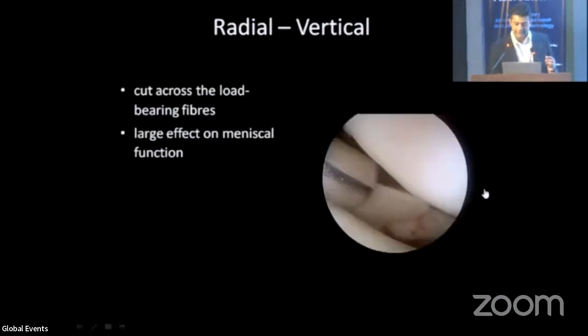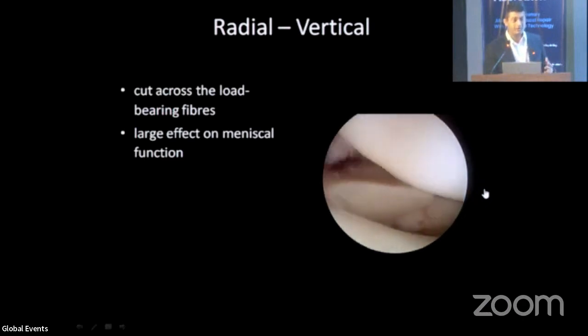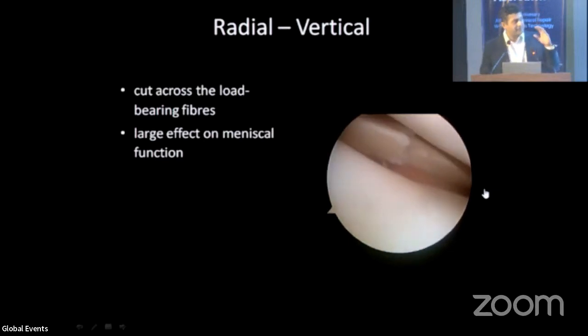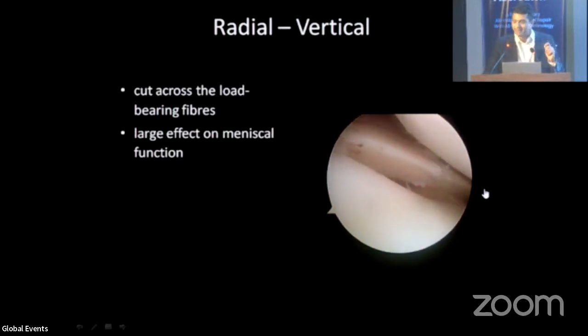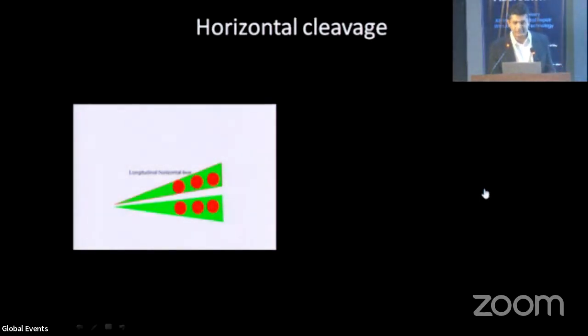On the contrary, something which cuts through perpendicularly to the orientation of your meniscal fibers is called a radial tear. They cross the load-bearing fibers, and they have a larger effect on the functionality of the meniscus. And these tears, left alone, can be much more hazardous to the knee.